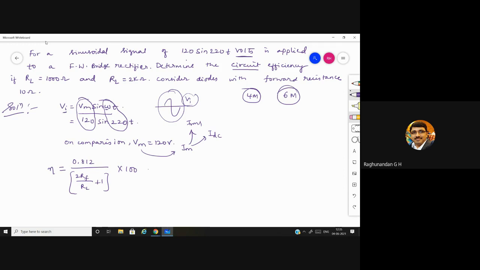Suppose you feel that you have doubt in remembering this equation, then you can go by the usual method. Efficiency is equal to PDC by PAC into 100, and as usual, IDC squared RL over I squared RMS into RL. Same method you can follow. Here they have given 2 cases. In the first case, consider RL is equal to 1000 ohm. In the second case, consider RL is equal to 2 kilo ohm. Substitute it and find the efficiency.